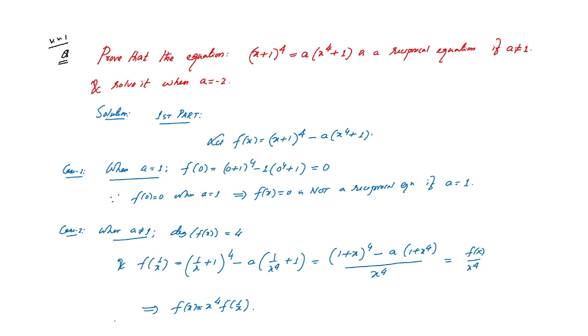Since f(x) is a polynomial of degree 4 and f(x) = x^4 f(1/x), if a is not equal to 1, then we conclude that f(x) = 0 is a reciprocal equation of first type, in fact of first type, if a is not equal to 1. So thus you will write the answer. The first part is done.